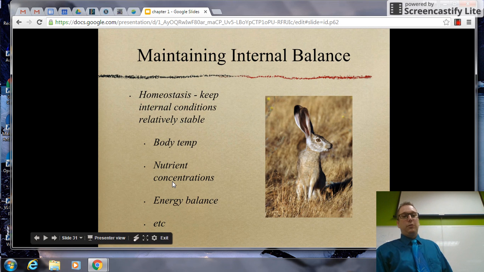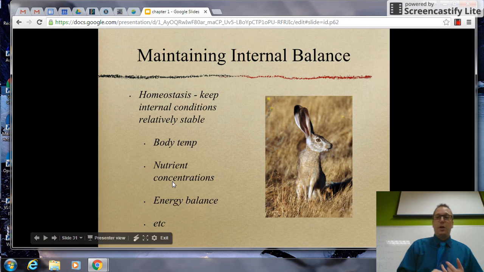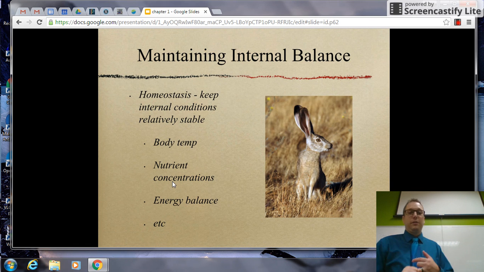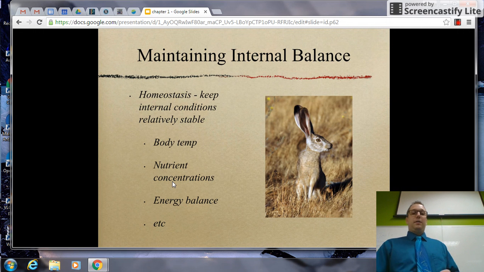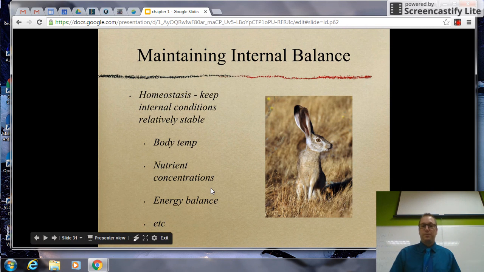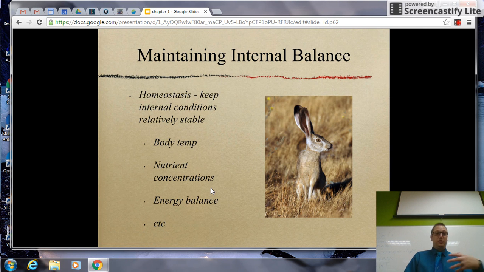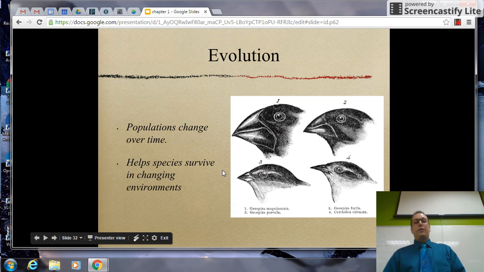We also have to keep those similar nutrient concentrations. Okay, I want the right amount of blood sugar. I want the right amount of amino acids everywhere. So I got to keep those nutrients the same. And I need to keep the right energy balance. I need to have the right amount of energy to do what I need, but not too much that I have to store it. Okay?